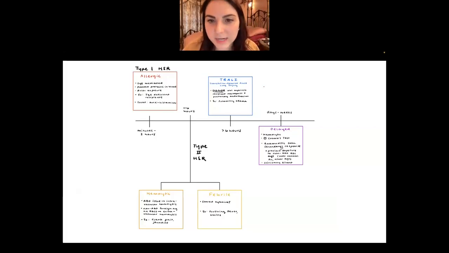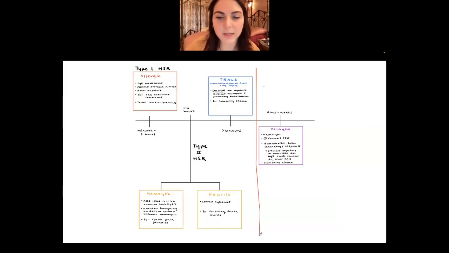And then last, delayed. This would be days to weeks later, so not happening on the same day. You can kind of draw it like this. It's delayed, but it's not considered a type 4. That's also something to mention. It's not considered type 4 because T cells are not involved. It's the same idea as the hemolytic, it's just happening much later because you need time to make the antibodies. So it is a hemolytic one, and you're going to see the same symptoms.